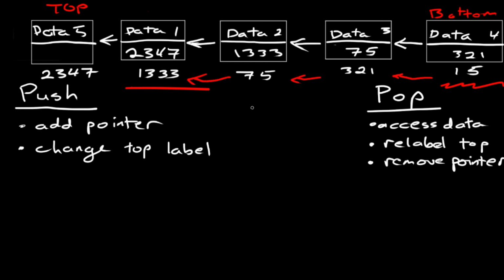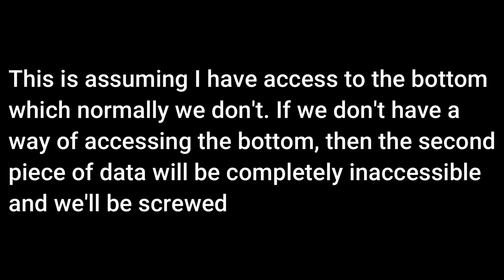But the problem is that relies on how big my stack is, right? If I have 3 million pieces of data here, and I want to access this second piece of data to relabel it as the top, I have to start way at the very end and then go through those 3 million pieces of data to get here. And so then we're back at the same problem of having this operation rely on how much data we have, meaning it occurs in big O of n time, which is not what we want. We wanted this to occur in big O of 1 time.